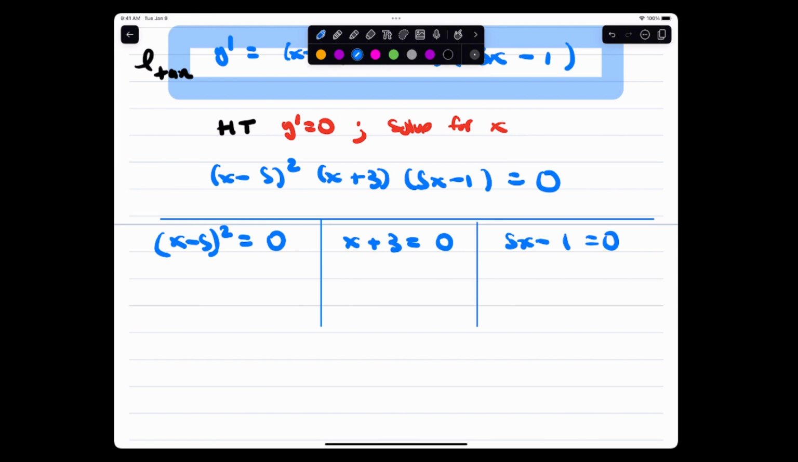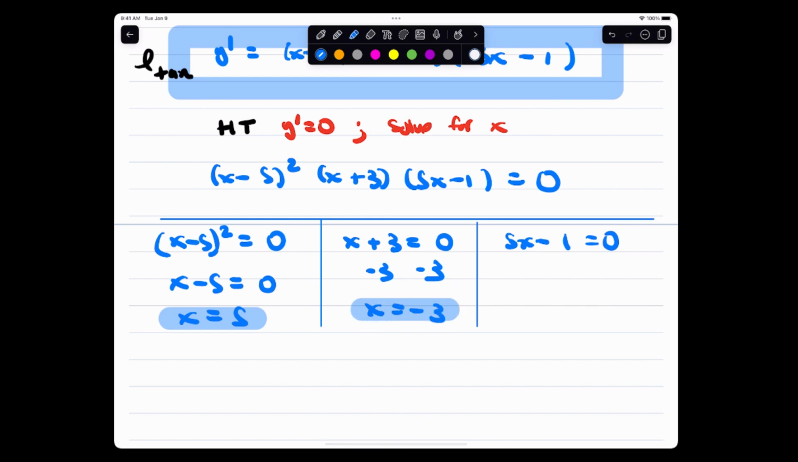Okay, you guys see my point? This is why you want to do the algebra, because eventually you're going to have to say, oh, that means x minus 5 is 0. You're using the zero product rule, and x equals 5. Then this is one location. And then you're going to subtract 3 from both sides, and you're going to get x is negative 3. And then here, you're going to get 5x is 1. Adding 1 and divide both sides by 5.